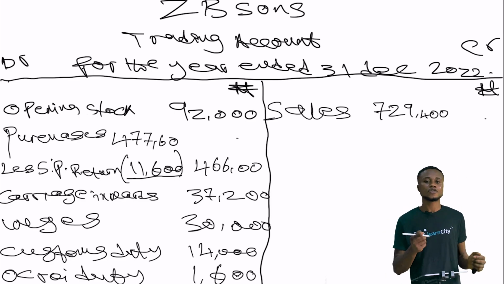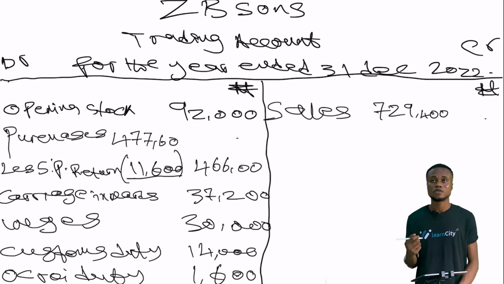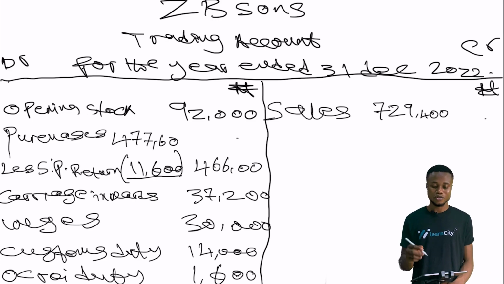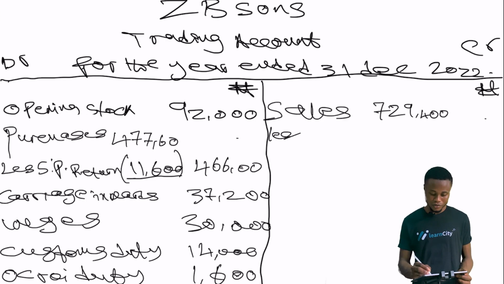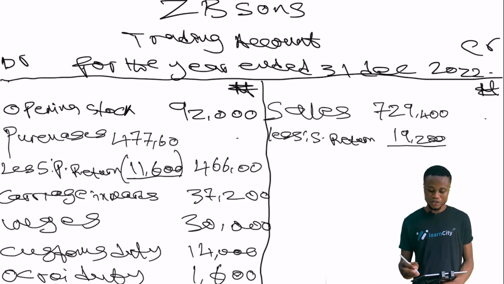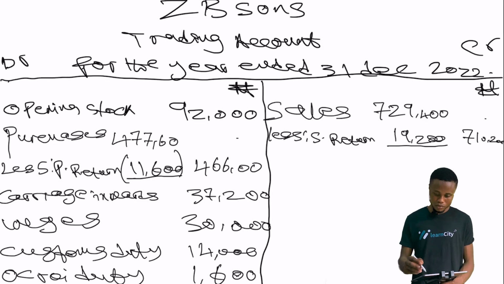In the question, sales, they give us sales return. So that sales return, we have to less it, less sales return, which is the amount of 19,200. After lessing it, you can now bring in the total under the naira sign, which will be 710,200. Let me rewrite this, sorry.